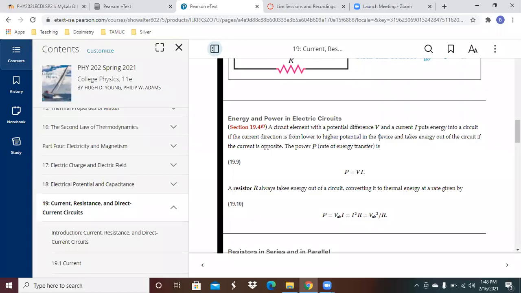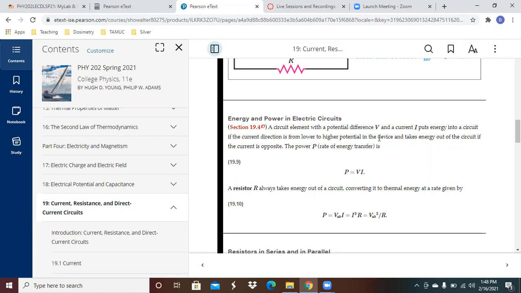This lecture will be over Chapter 19, Section 4. We're going to discuss energy and power in electric circuits. A circuit element is going to have a particular potential difference V and a current I, and it's going to put energy into a circuit if the current direction is from lower to higher potential in the device. And it's going to take energy out of the circuit if the current is the opposite. The power, the rate of energy transfer, is going to be the voltage times the current.